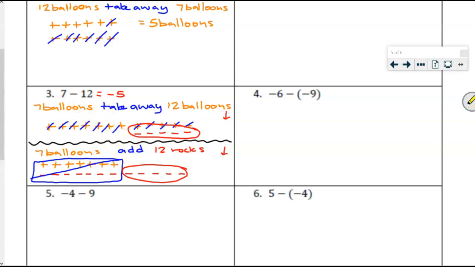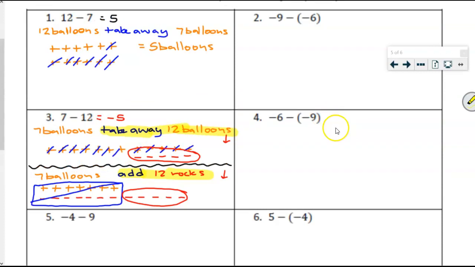But here's the thing that I really want you to focus on, eyes on the screen right now. I'm not just changing subtraction to addition, am I? When I change subtraction to addition, I change the balloons to rocks, right? We're making 2 changes.